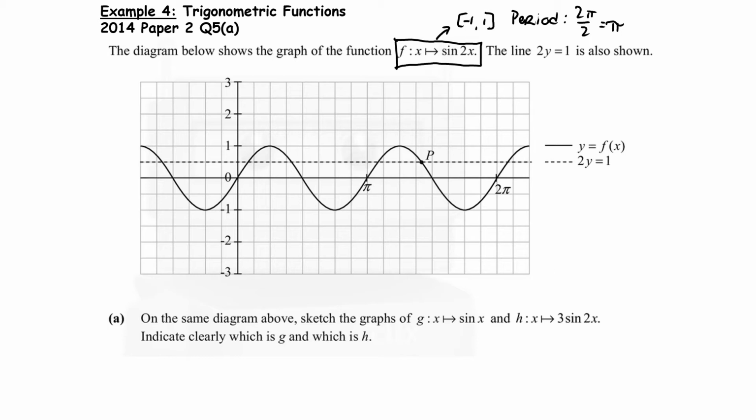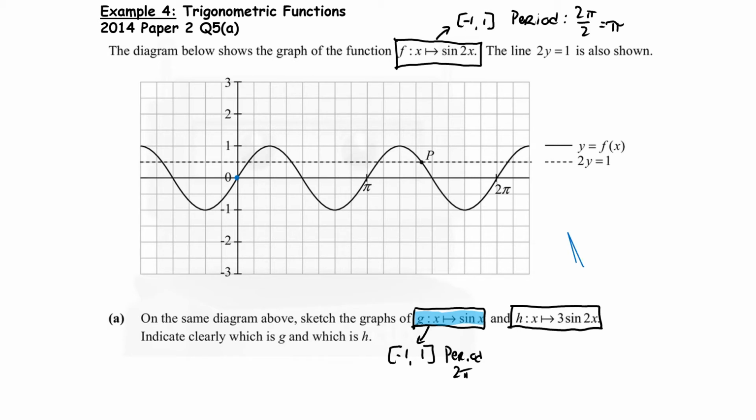On the same diagram above, sketch g(x) = sin x, and h(x) = 3 sin 2x. So this one is very straightforward, -1 to 1, and it's going to have a period of 2π. So let's do that first. Just to keep it all clear, I'm going to do this one in blue, so then we'll be able to see it color coded.